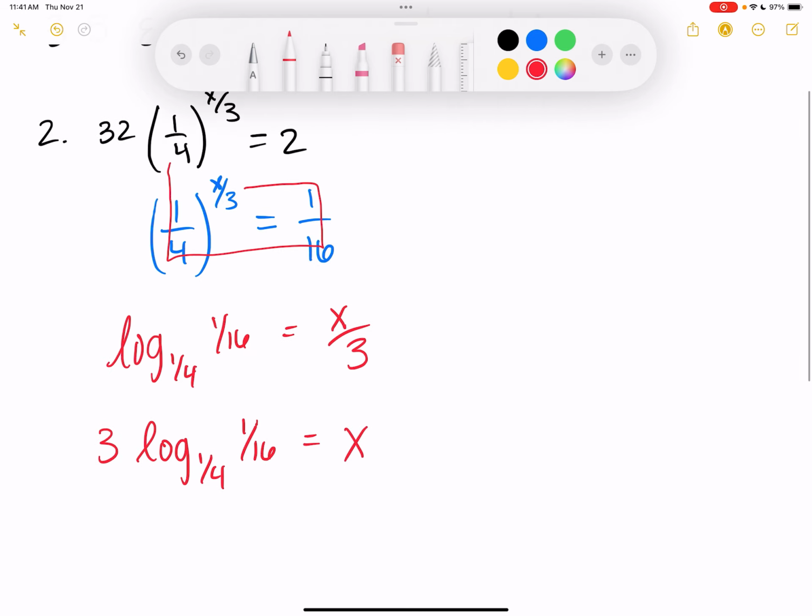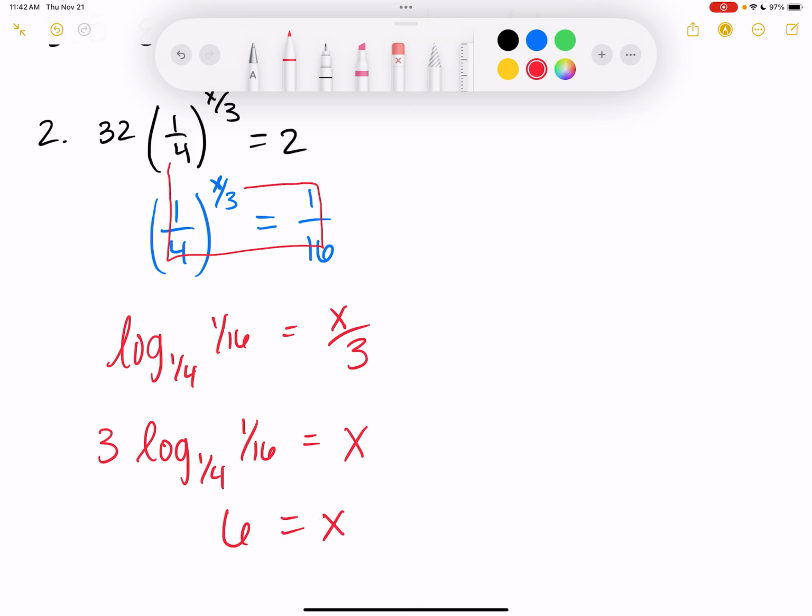And we need to plug that into your calculator and get an answer. So somebody plug that one in. So 6 is equal to x.